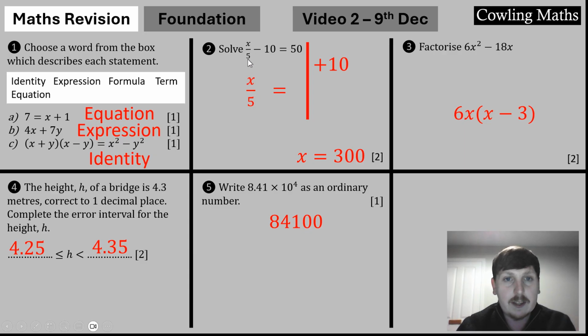So we're just left with this x over 5. And adding 10 to this bit, we're going to get 60. So we've got x over 5 equals 60. Now I need to get rid of this divide by 5. We're trying to get x on its own.